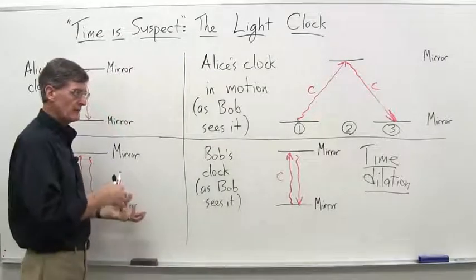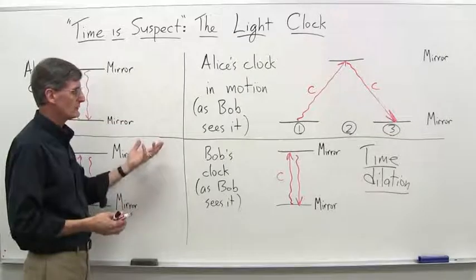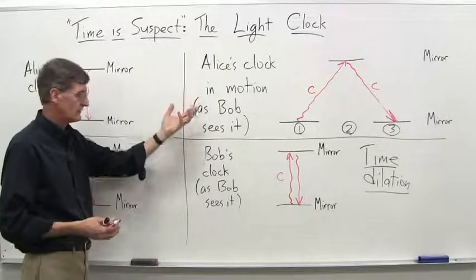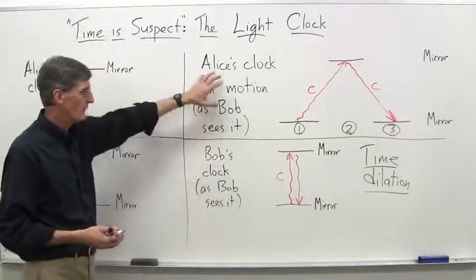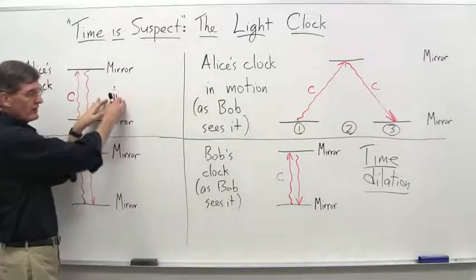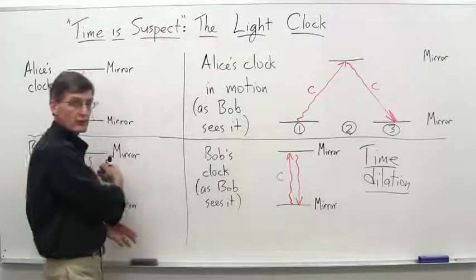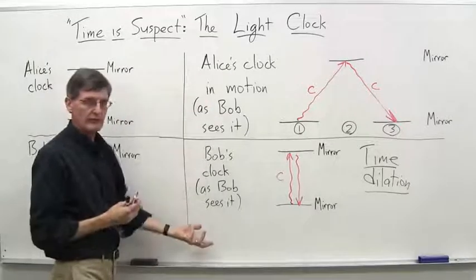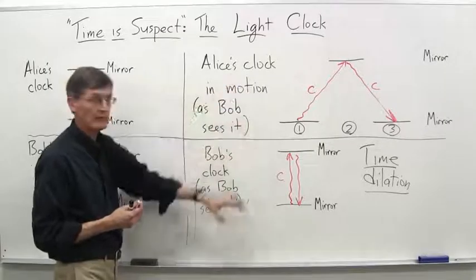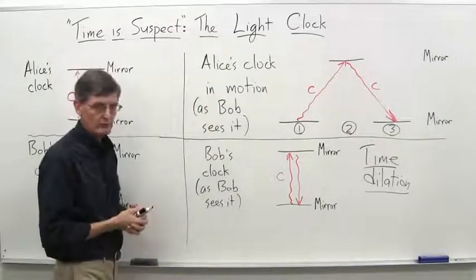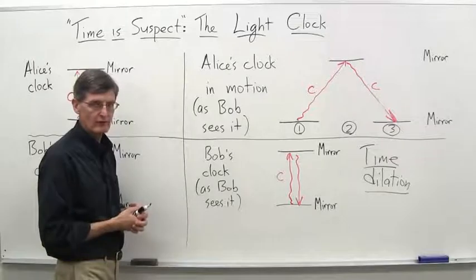Now, there's a flip side of it as well. You could say, well, but from Alice's perspective, Bob's clock is running slow, right? Because from Alice's perspective, she is stationary. It's Bob who's moving this way. And she could do this exact same analysis that we just did for her clock from Bob's perspective. She could do the same from her perspective on Bob's clock. And she would conclude that his clock runs slow.